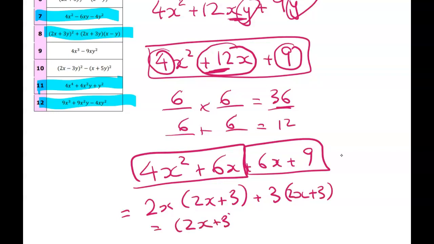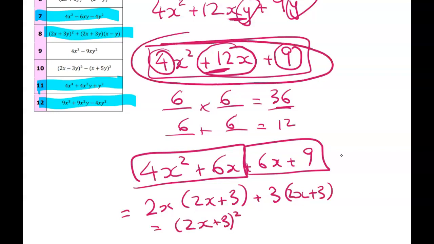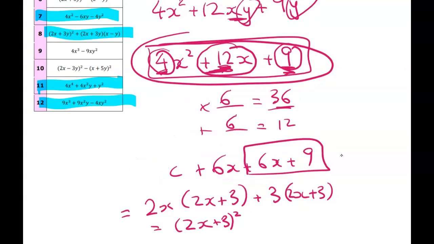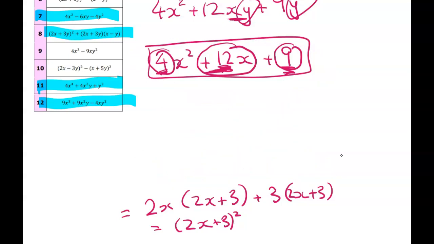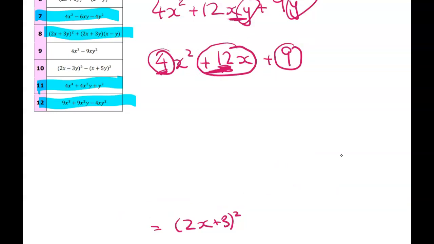And some of you will have spotted straight away that this is a perfect square, and some of you won't, okay? But eventually, it's good if you can get to the point where you notice that here you've got 2 squared, here you've got 3 squared, and here you've got 2 times 2 times 3. Okay, so I'll take all of that out, and I'll just show you how we can spot that it's a perfect square a bit more quickly.